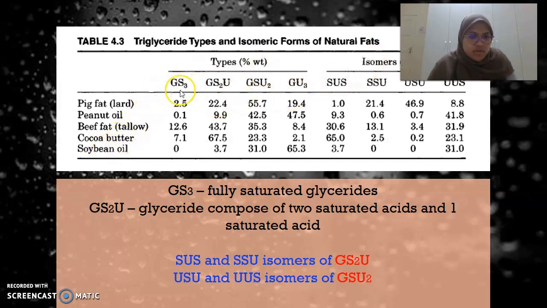GS3 in the table refers to a fully saturated glyceride, and GS2U refers to a glyceride composed of two saturated acids and one unsaturated acid. Here we can differentiate between the 1, 3 and 2 positions, which permit identification of SUS and SSU as the isomers of GS2U, because they have two saturated acids and one unsaturated. USU and UUS are the isomers of GSU2, which consists of two unsaturated acids and one saturated acid.